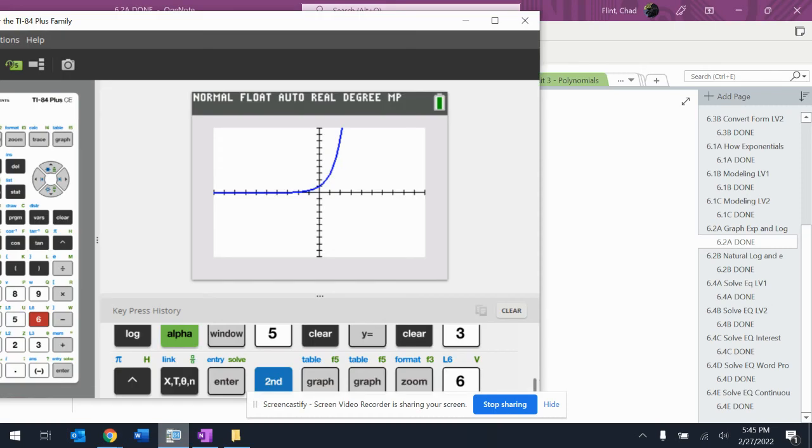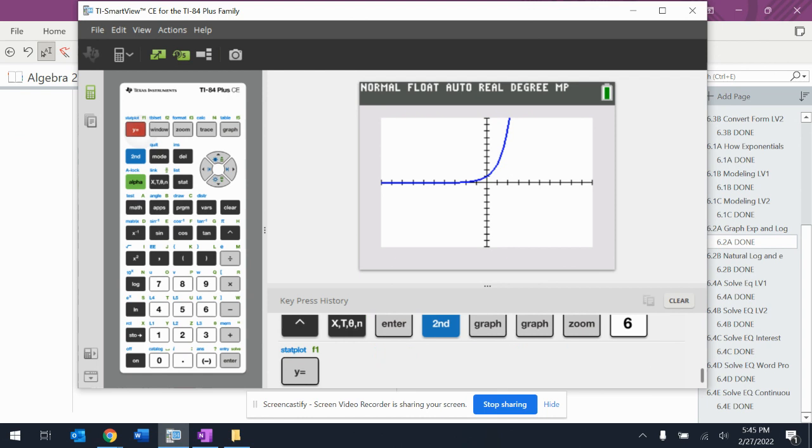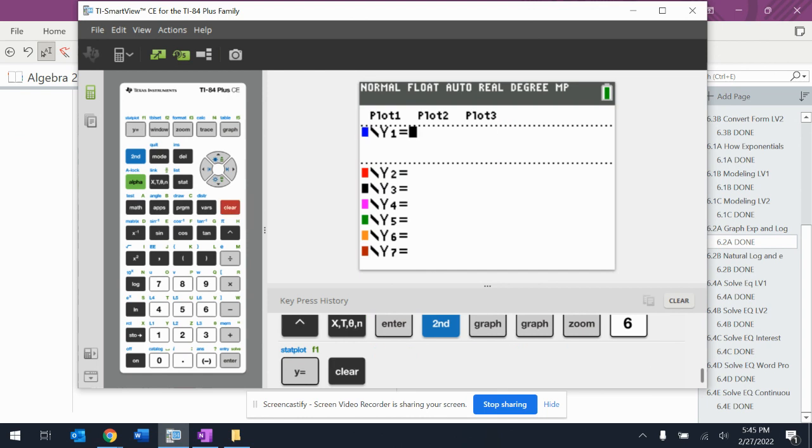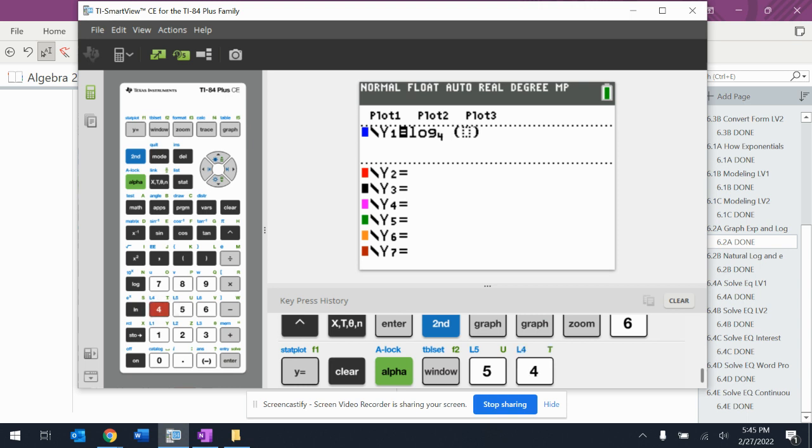So we got to graph a logarithm here. I'm going to bring my calculator up. It's log base 4 of x. So I go to y equals, I clear that out. Alpha window, and then number 5 gets me the logarithm. So log base 4 of x.